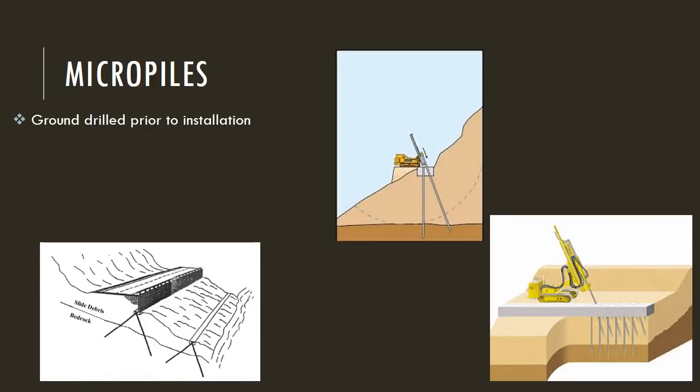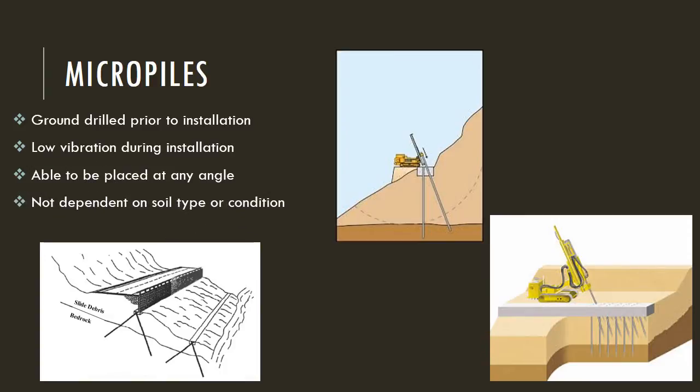Micropiles have many benefits, such as low vibration during installation, which allows them to be used close to structures. They can also be placed in the ground at any angle, which makes it easy to avoid underground obstructions and karst geology. Unlike drilled shafts, micropile installation is not dependent on soil conditions. Another difference is that the steel in micropiles provides most of the resistance to sliding rather than the concrete.